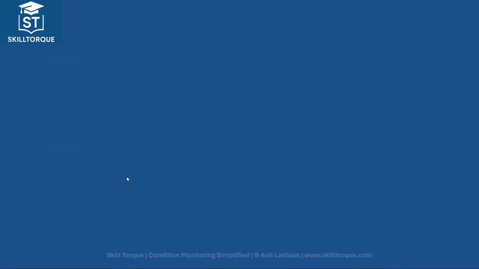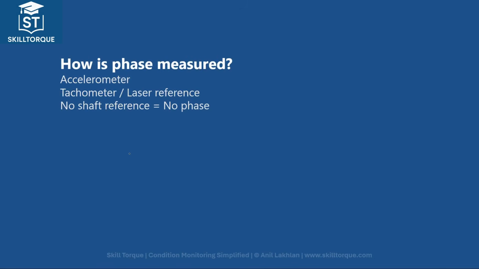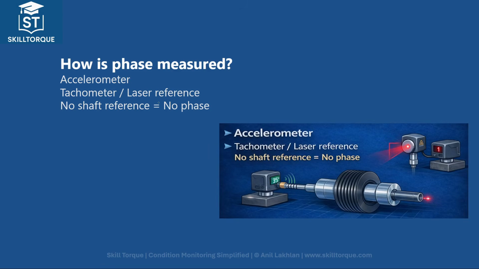So now we will be discussing how phase is measured, okay? To measure phase, we always need two references. The first one is the vibration sensor, which is also known as an accelerometer, and the second we can take as a phase reference, like a tachometer or a laser trigger. It's not always necessary to have one sensor and one tachometer for the phase difference. You can also use two vibration sensors or two accelerometers for taking the phase difference, okay?